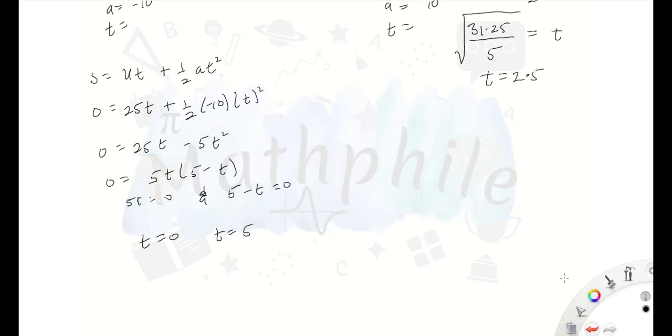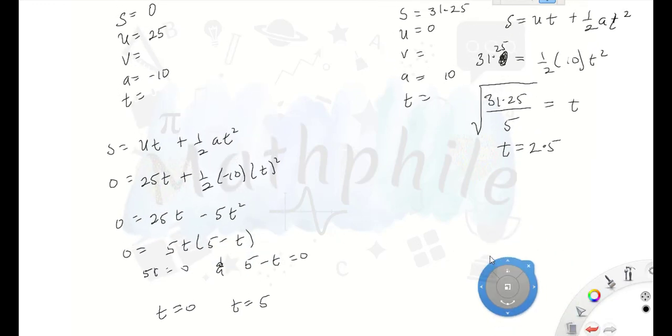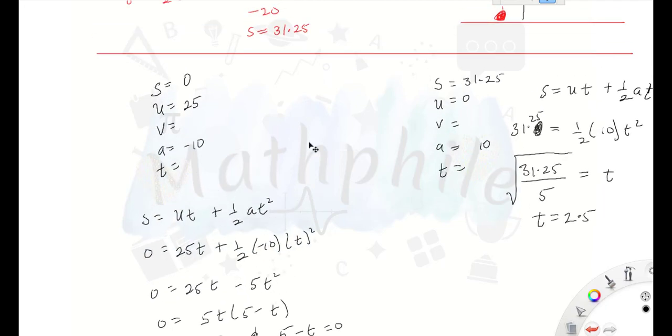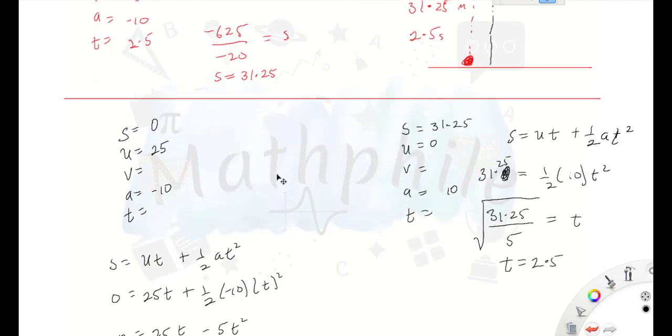So you can see I used different methods to solve this and I'm getting the same answer. That is the beauty of it. Now let's see if you can explain why t is equal to 0. Why do you think t is equal to 0? What does it mean?